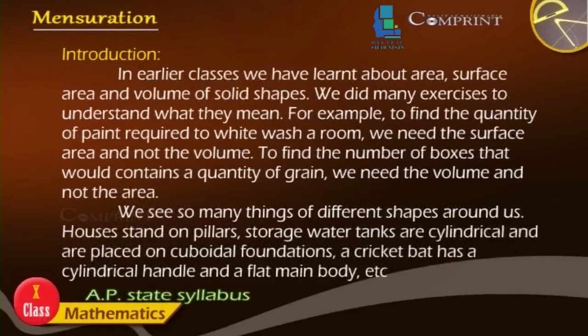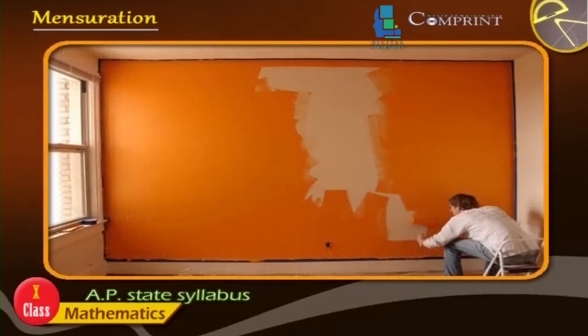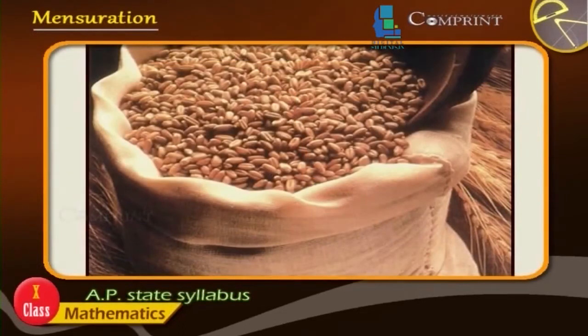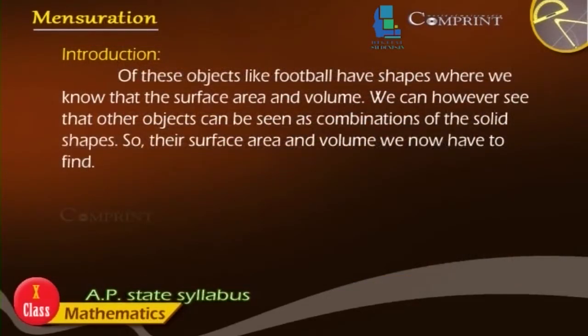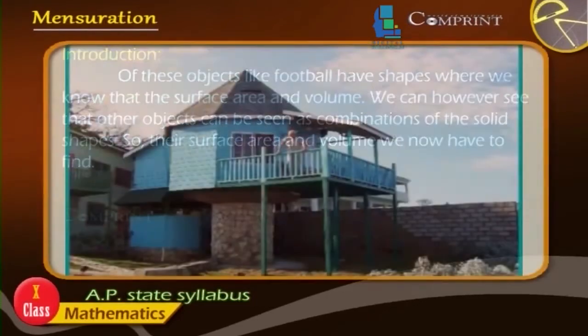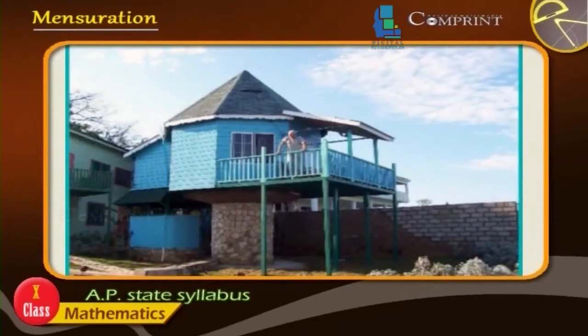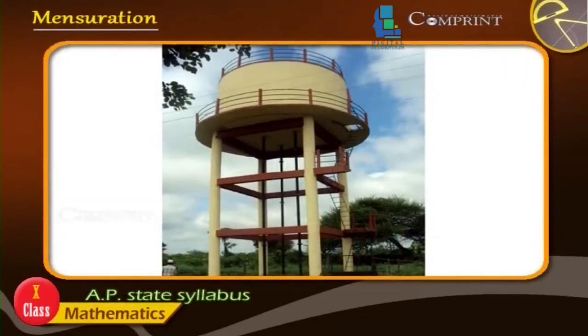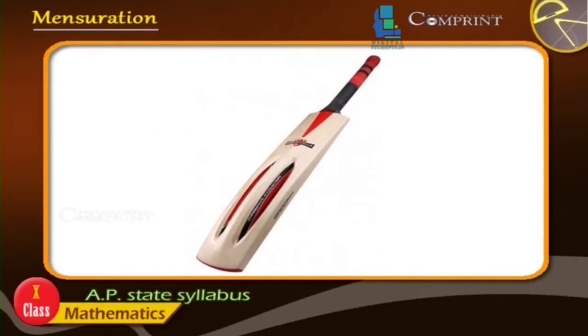We see so many things of different shapes around us. Houses stand on pillars, storage water tanks are cylindrical and are placed on cuboidal foundations. A cricket bat has a cylindrical handle and a flat main body, etc. Some of these objects, like a football, have shapes whose surface area and volume we already know. We can, however, see that other objects can be seen as combinations of the solid shapes. So, their surface area and volume we now have to find.